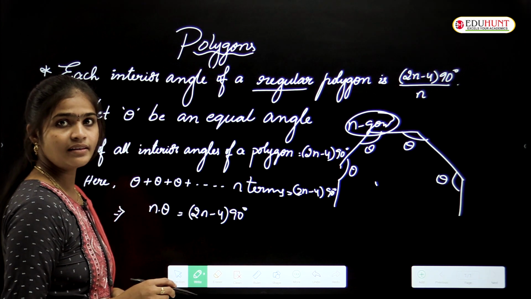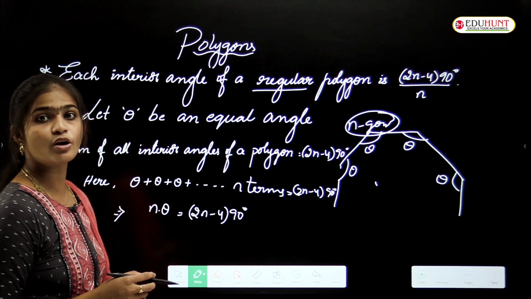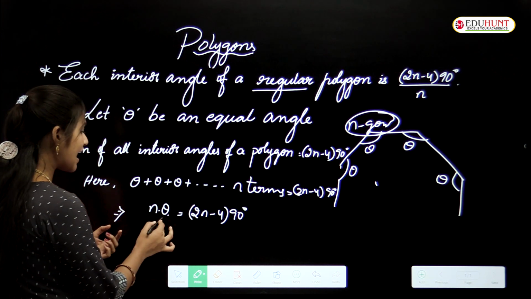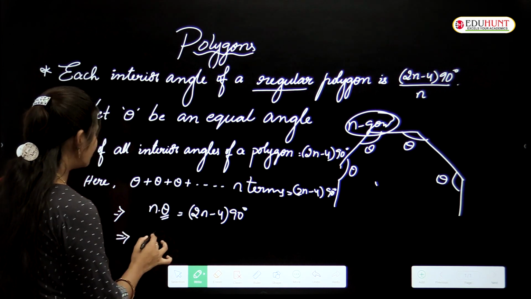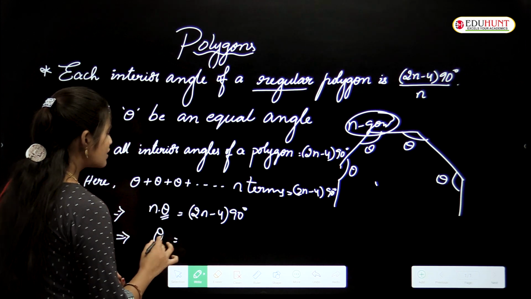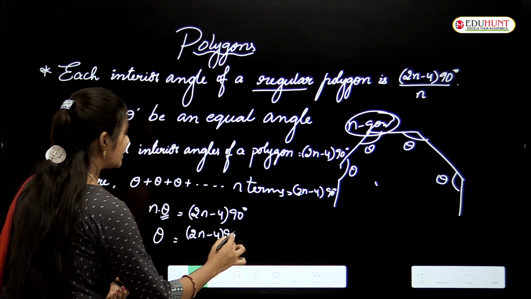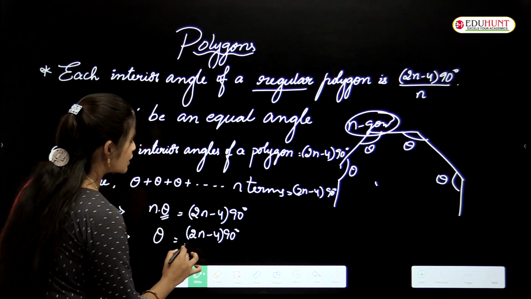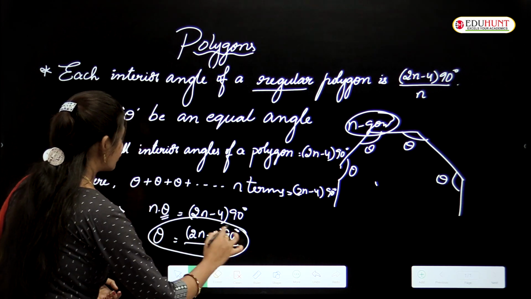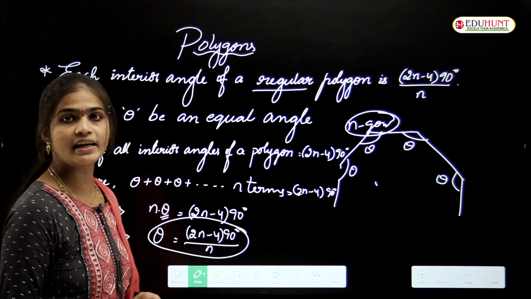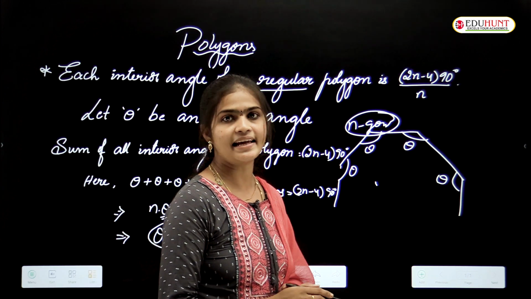Now what are they asking? Each angle. What is the measure of each angle of a regular polygon? They are asking for the theta value, so we need to find theta. That's why we keep theta here. So theta is equal to (2n minus 4) into 90 degrees. Here n is in multiplication, so it becomes division. So the formula to find each angle of a regular polygon is (2n minus 4) into 90 degrees by n.